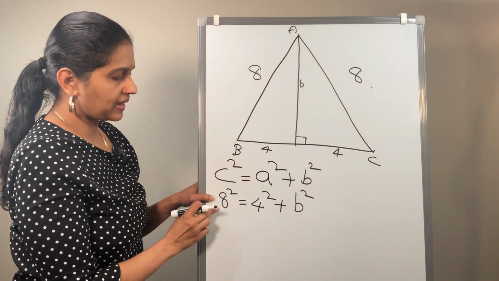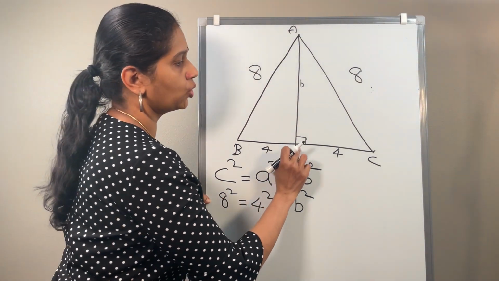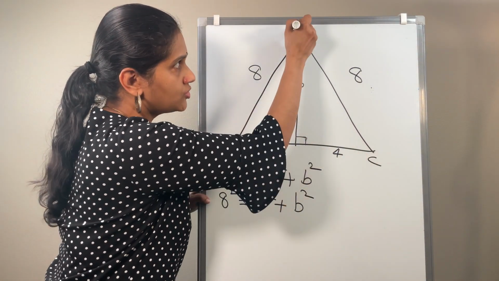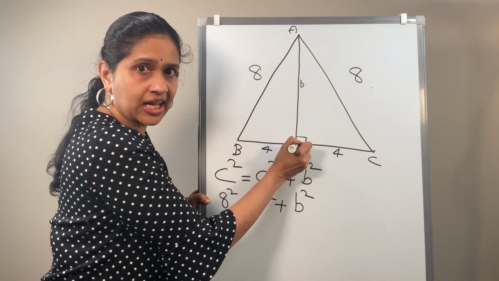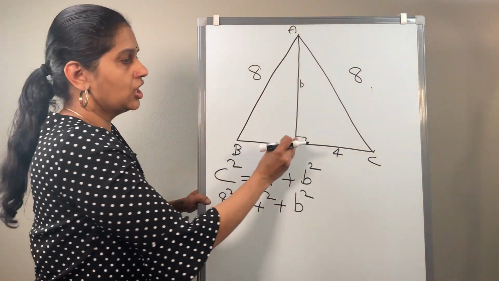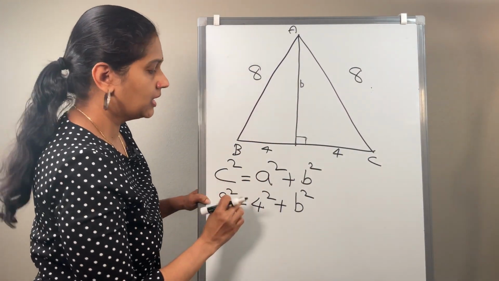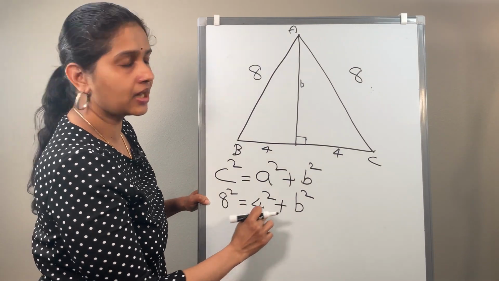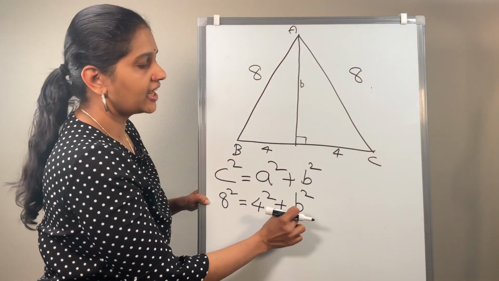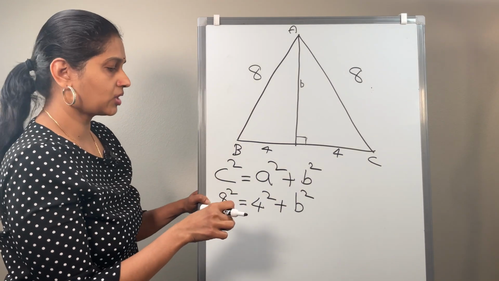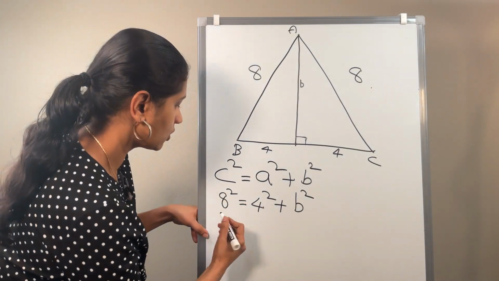So I am just applying 8 square equal to 4 square, because you are going to find the height of this right angle triangle. So you should not put 8. You need to take only half of it. That is why it is 4 square plus this side height, which we are going to find out right now, B square. Now, how to calculate this?